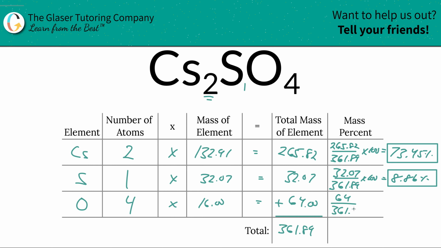For oxygen, 64 over 361.89, times 100. The percentage here is going to be 17.68%. And there we go. Now, just to check yourself, you can add these percentages up, and it should be equal to 100% roughly. It might not come out exactly if you rounded a little bit, but if you added up the exact percents, we should be arriving basically at that answer.